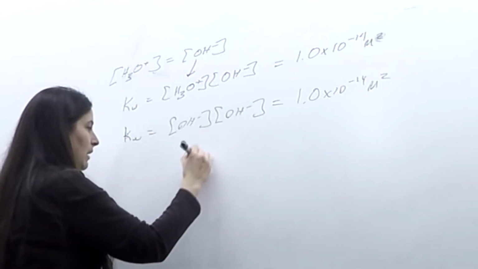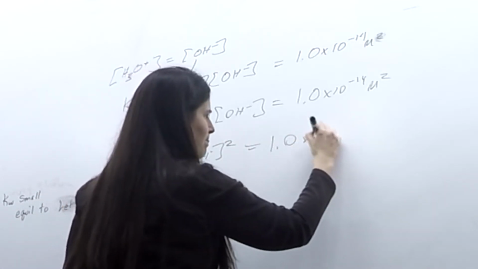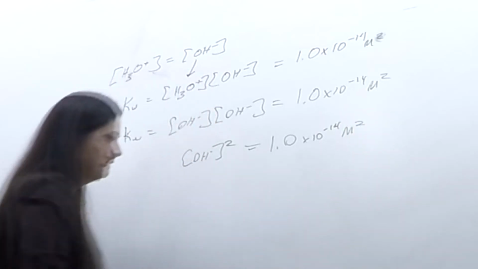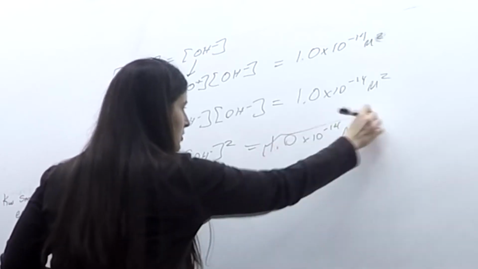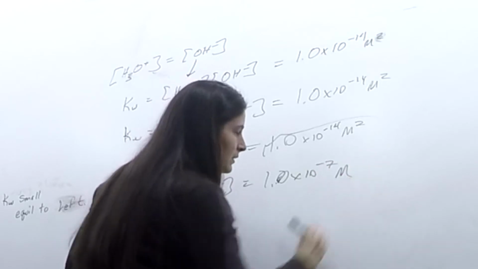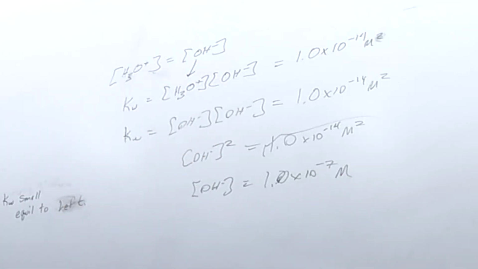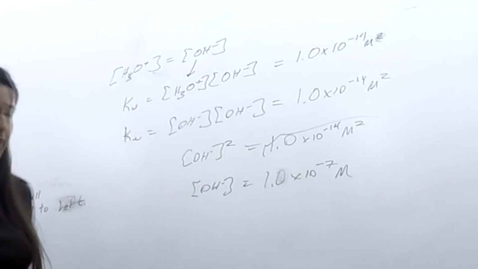Okay, so now you have OH squared. I guess it's a square root. All right, if you want the concentration then of OH, you take the square root of this (1.0 times 10 to the minus 7). Okay, so the concentration of the hydroxide ions in pure water is 1 times 10 to the minus 7th.